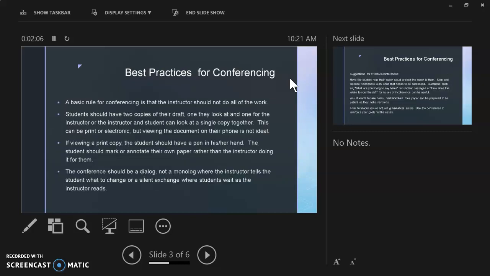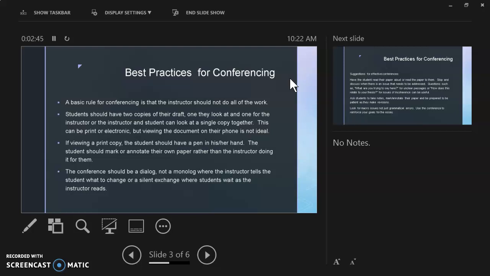Some of the best practices for conferencing: if you're bringing students to your office to meet and talk about a paper, they really should come with two copies of the paper, one for the instructor and one for them to hold. Or it's possible to look at a draft together, although that makes it a little more difficult. The draft can be either on paper or electronic, but I don't recommend trying to look together at a draft on their phone. Students should have a pen.